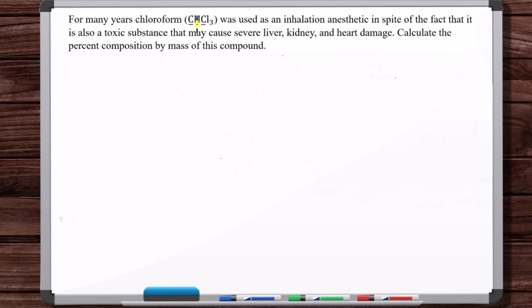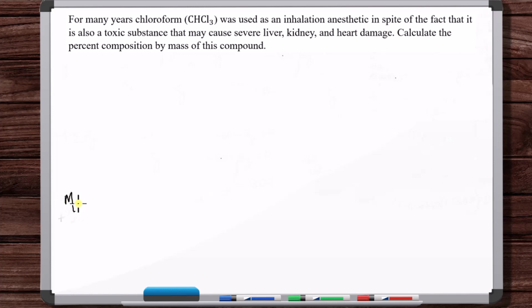For many years, chloroform was used as an inhalation anesthetic in spite of the fact that it is also a toxic substance that may cause severe liver, kidney, and heart damage. Calculate the percent composition by mass of this compound. I'm not sure what they're asking, just the percent composition by mass. I guess they mean the percent composition by mass of carbon, hydrogen, and chlorine. So let's do that. We're just going to get the molar mass of this compound, then the molar masses of each element, and use those to calculate the percentages.